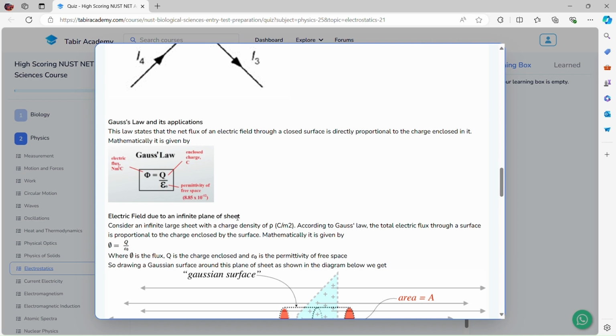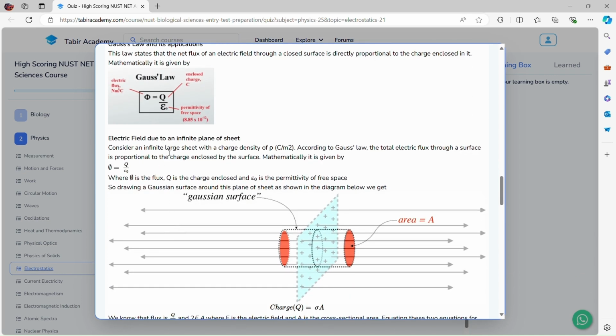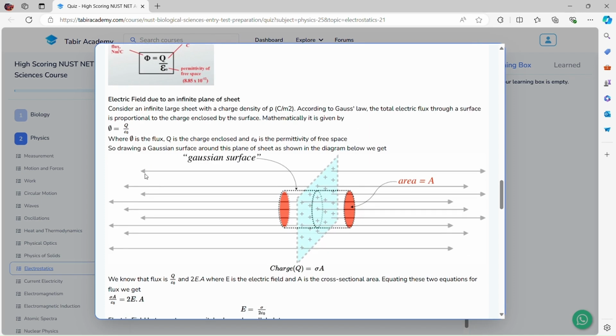Electric field due to an infinite plane sheet. Consider an infinitely large sheet with a charge density of sigma C per m squared. According to Gauss's law, the total electric flux through a surface is proportional to the charge enclosed by the surface. Mathematically, it is given by electric flux equals Q over epsilon naught, where this is the flux, Q is the charge enclosed, and epsilon naught is the permittivity of free space.